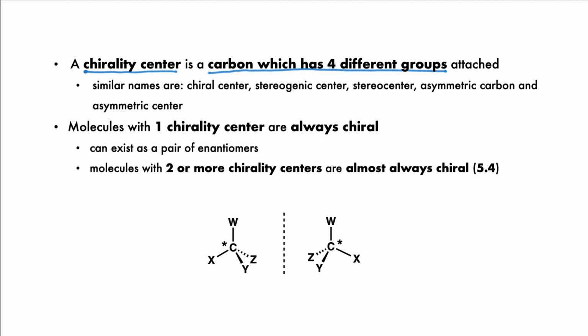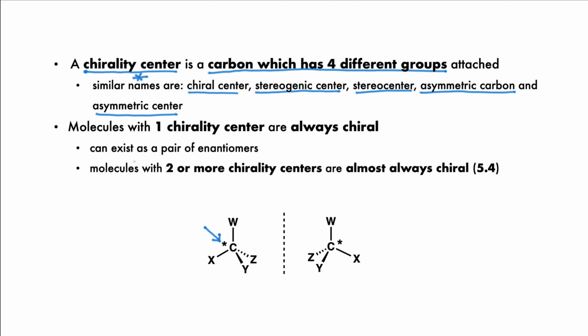You should be aware that there are similar names used in other books and by other professors, such as chiral center, stereogenic center, stereocenter, asymmetric carbon, or asymmetric center. We'll always use the term chirality center. In this generic example, you can see the groups W, X, Y, and Z attached to the chirality center. Chirality centers are indicated by a star.